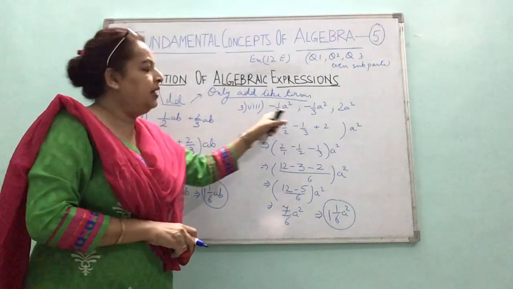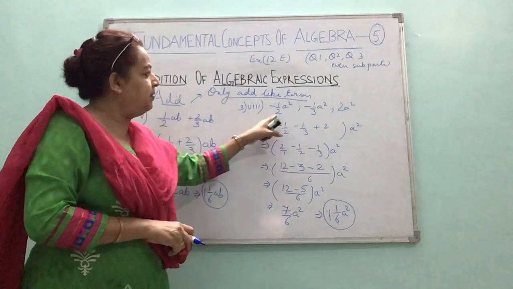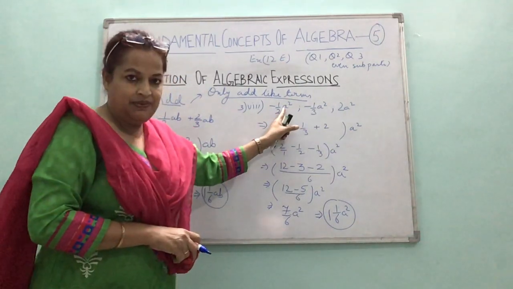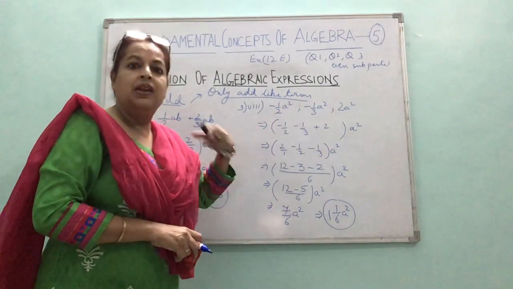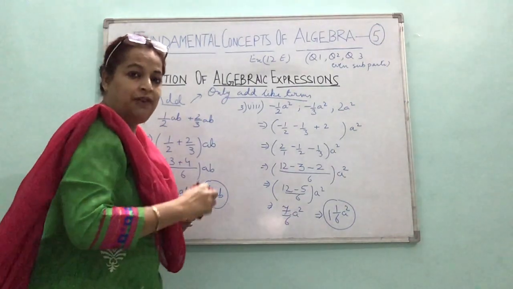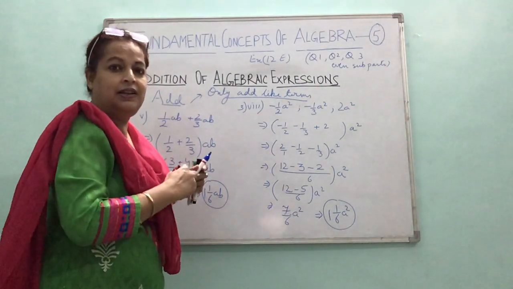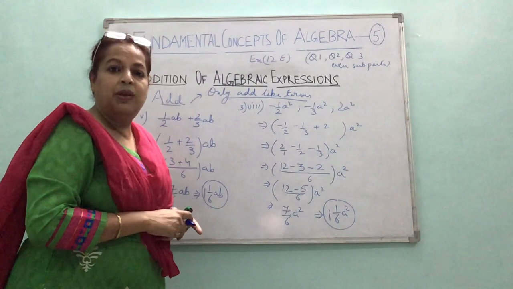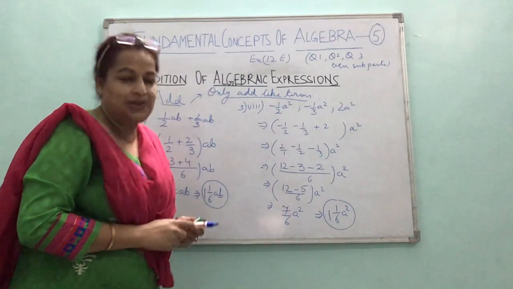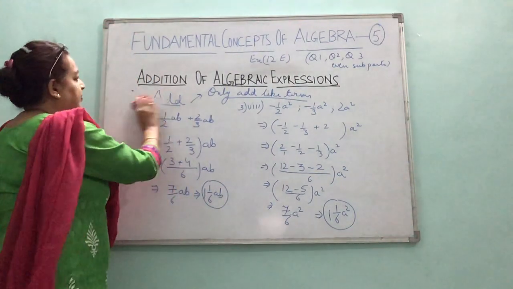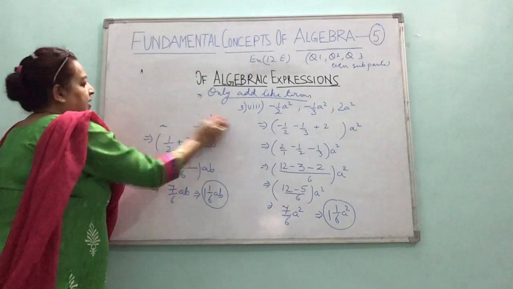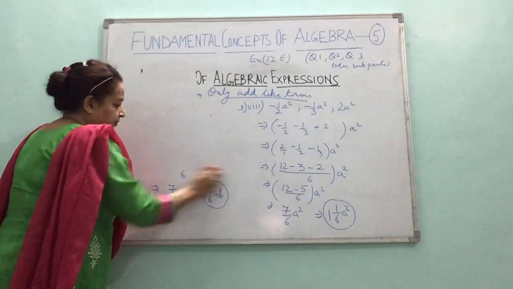Now here in all these algebraic expressions, there was only one variable, one type of term or like terms. Now there can be the situation where we have different terms and it is not a monomial. It can be a binomial or a trinomial, more than one term in an expression. Let's proceed with that.